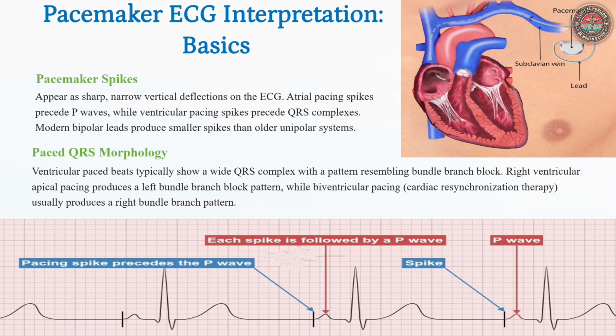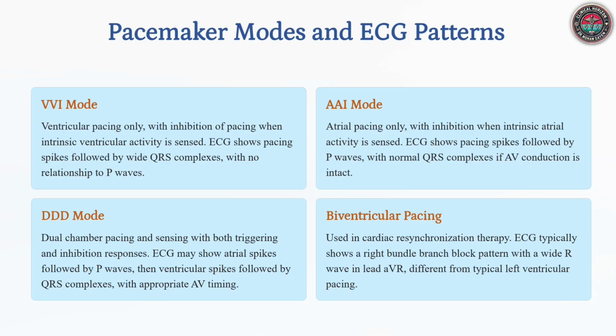Pacemaker modes and ECG patterns. Different pacemaker settings produce distinct ECG patterns. VVI mode. Ventricular pacing with inhibition when intrinsic activity is detected. Appears as regularly spaced pacing spikes followed by wide QRS complexes with no P waves unless native conduction occurs.